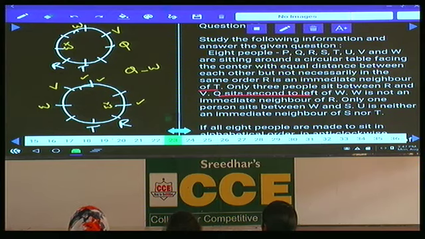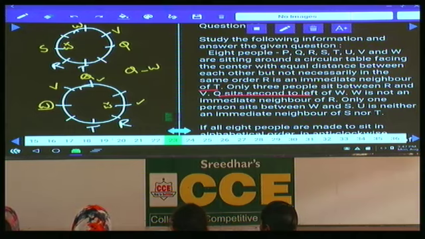And W is not an immediate neighbor of R, only one person between W and S. In between W and S, there must be exactly one person. Now if W is at this place, I am talking about this one, then Q must be here, isn't it? Q is seated second to the left of W. Then one person between W and S is not possible. This S must be in the place of either Q or T. As it is not possible here, W cannot be here.